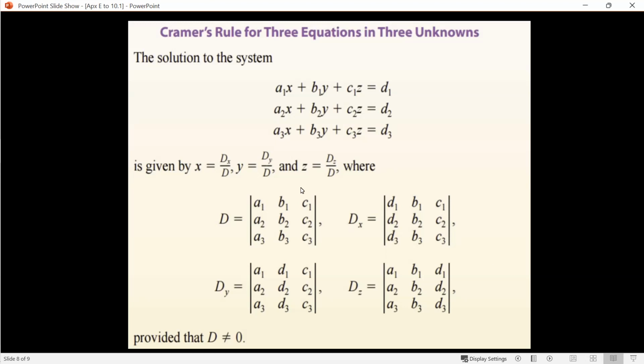You always want to do just the determinant of the coefficient matrix first, because again, if that is 0, you're not going to be able to use this Cramer's rule, and you're going to know that your system is either inconsistent or dependent.